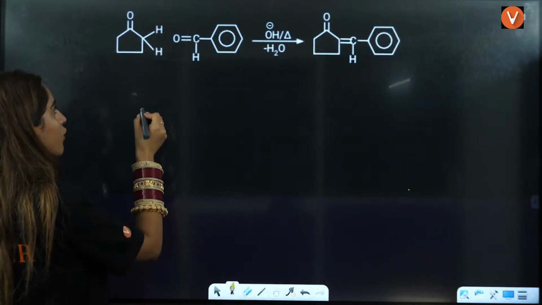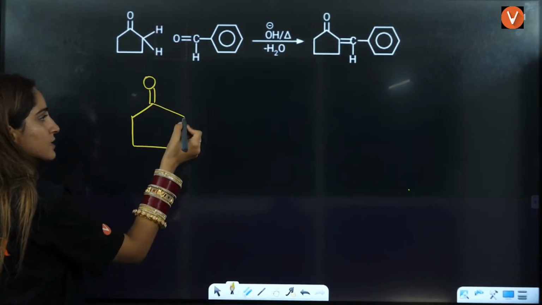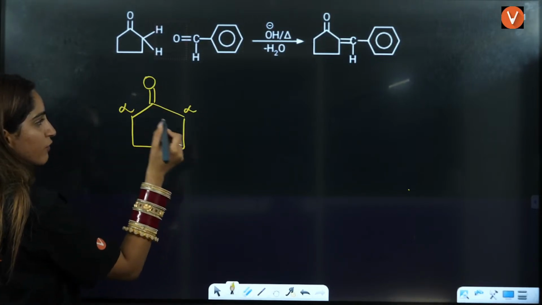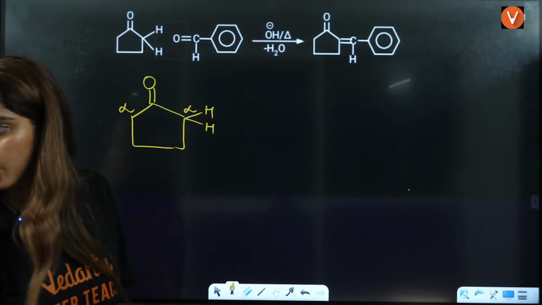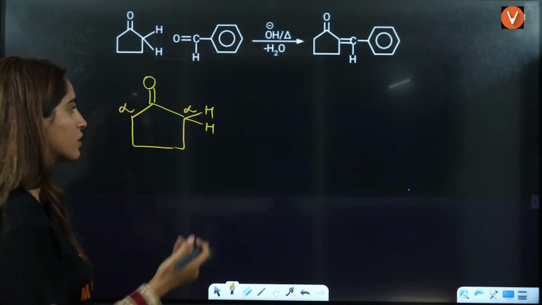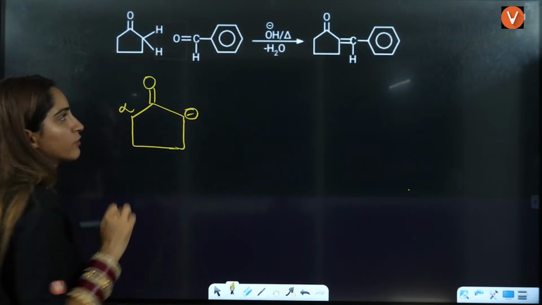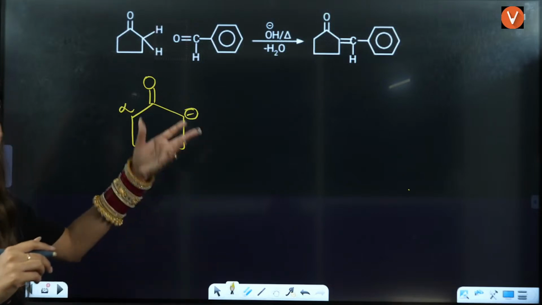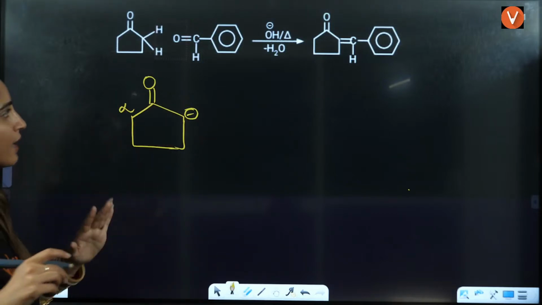Right? Pick out any alpha hydrogens here. Either this is alpha, this is also alpha. So this alpha hydrogen, what a base will do, it will take out H positive and we will have a negative here. Okay, because the base will take out H positive, we will have a negative. This nucleophile is ready to attack.